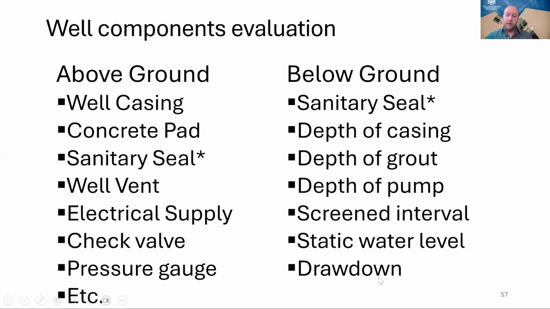Your static water level and your drawdown, we talked about those, and it's important to analyze and record those so you can see if there's ever any changes in your water table, whether it's going up or down. And then above ground, things like your well casing, make sure it's in good shape, that concrete pad, your sanitary seal, if you can see it. Make sure the well vent is working properly, electrical supply, check valve, pressure gauge, etc. All those things we went over.